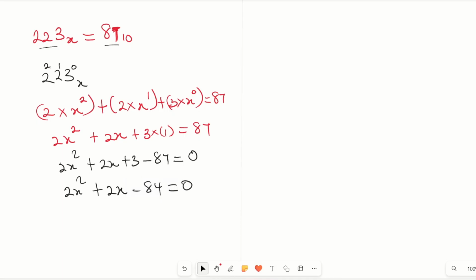You take your calculator, go to mode, and then go to 5, and look for the equation of the form ax squared plus bx plus c. The coefficient of the x squared is 2, so you put your 2 there and click on the equal to sign. The coefficient of x is also 2, so you click on the 2 and then the equal to sign. And the coefficient of the constant is negative 84, and then we click on the equal to sign. Once that happens, you get the values of x.